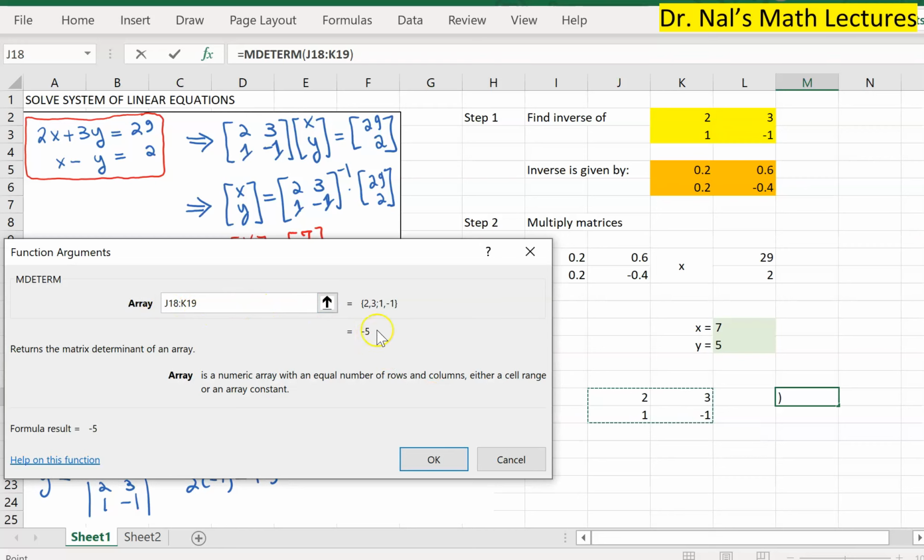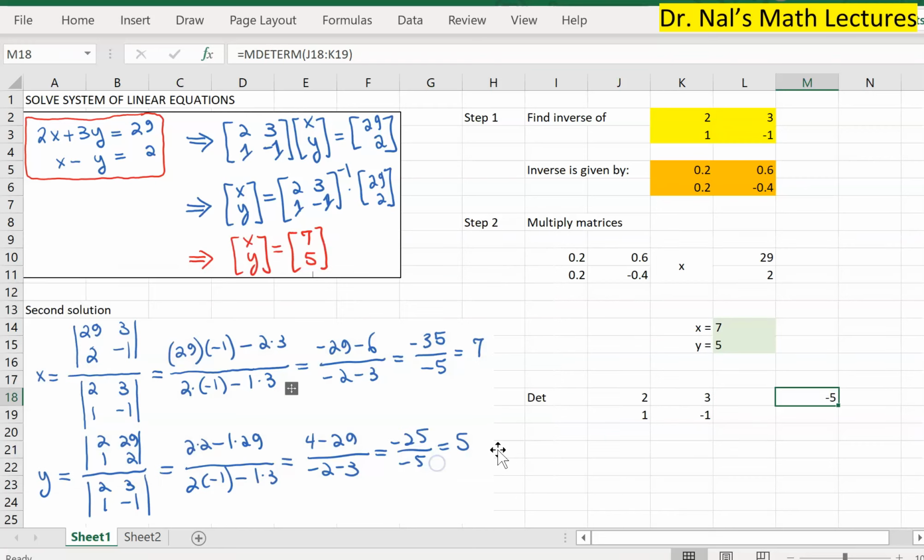And that's pretty much it. It's already giving you the result. So the result is -5, and indeed when we calculated the determinant of the denominator, we got -5 in both attempts, right? So that's pretty good. We still have to find the determinant of the numerators for both expressions.